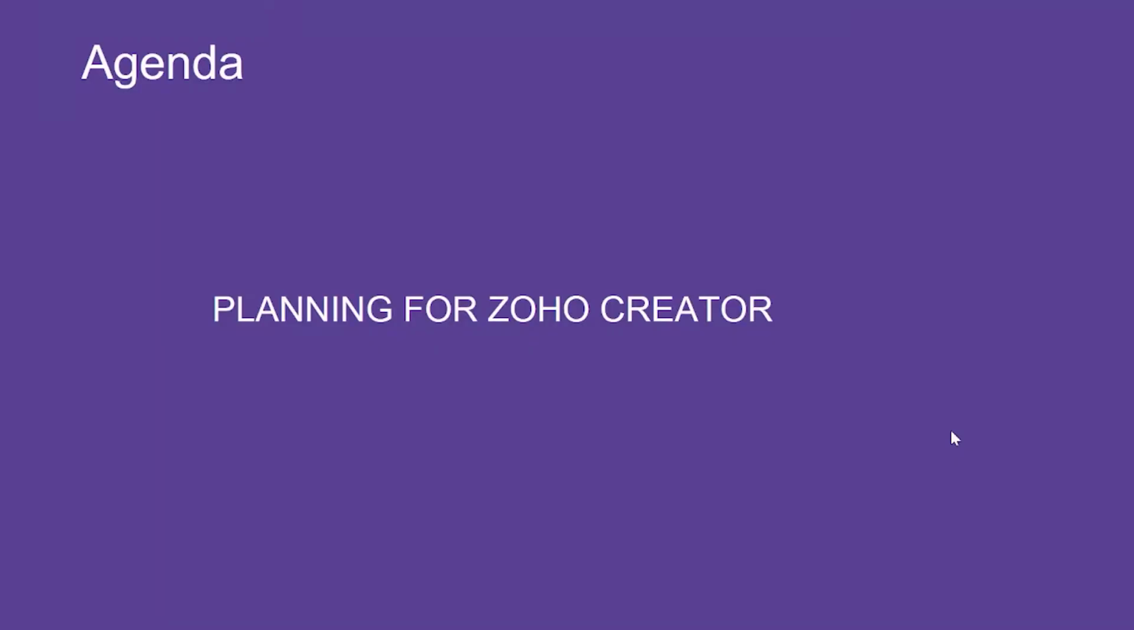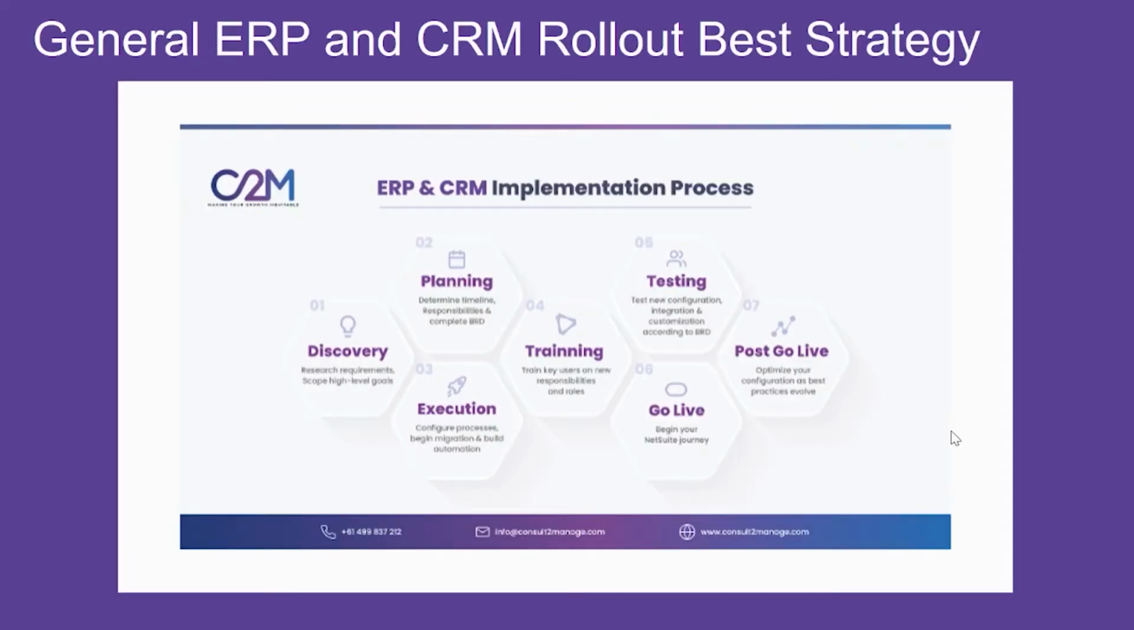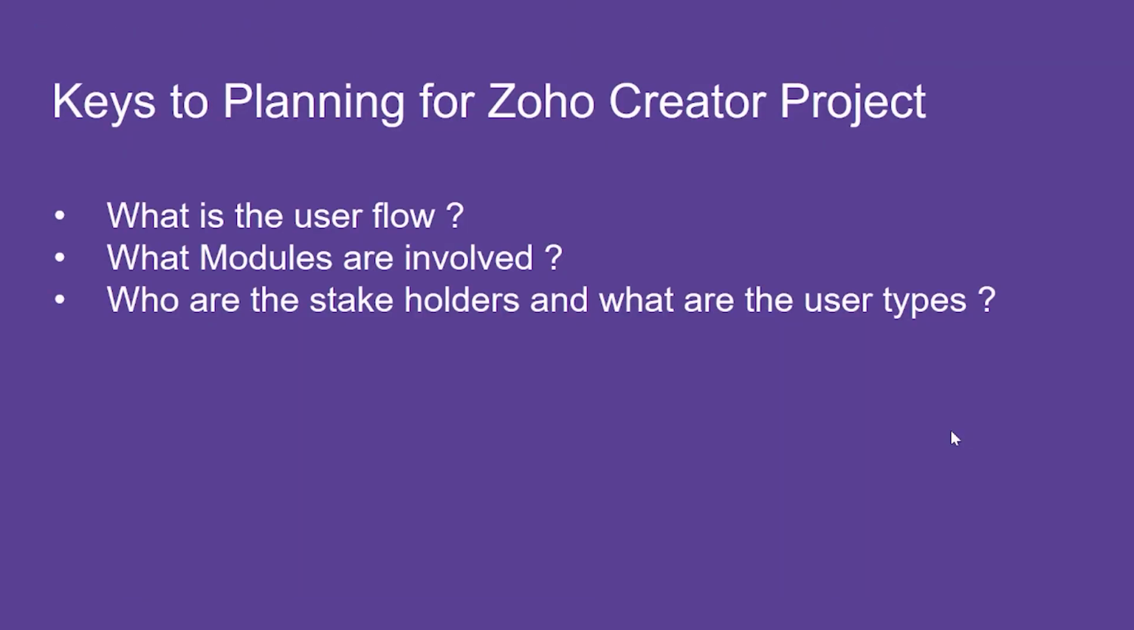So the agenda for today is the planning for Zoho Creator. There are some key steps that every ERP and CRM follows before implementing or moving into production. Obviously, the people who have worked in the industry already know these processes, but just to give you an understanding, the process is discovery, planning, execution, training, testing, go live, and post go live. Today's topic is about the planning part. Okay, so we will be planning the Zoho Creator app.